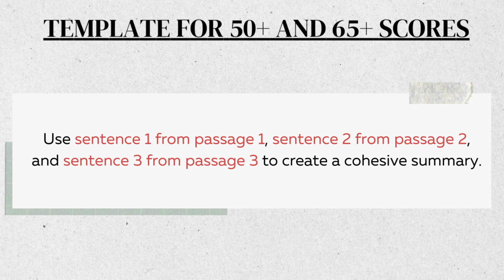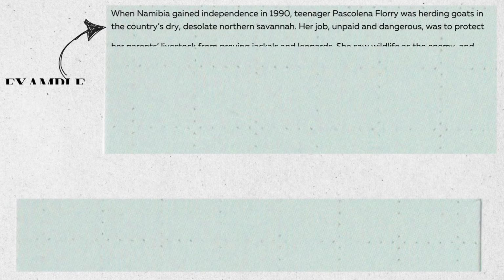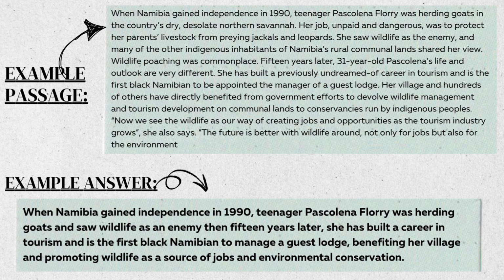The first sentence generally provides the background or introduces the topic. The second sentence elaborates on a key detail or action related to the topic. The third sentence offers additional context or further develops the idea. By stringing these sentences together, you create a cohesive and concise summary that accurately reflects the main ideas of the passage while demonstrating your ability to synthesize information. Let's have a look at an example which uses this template.